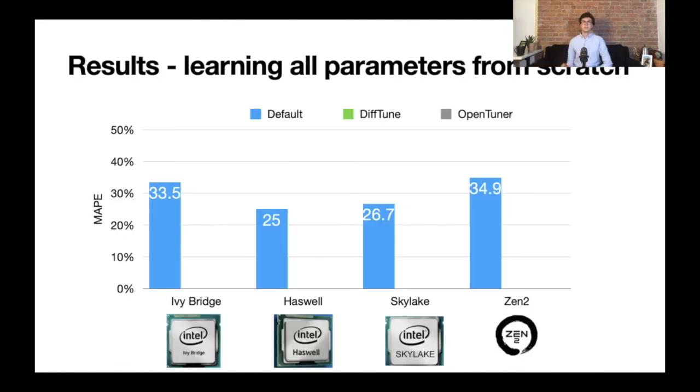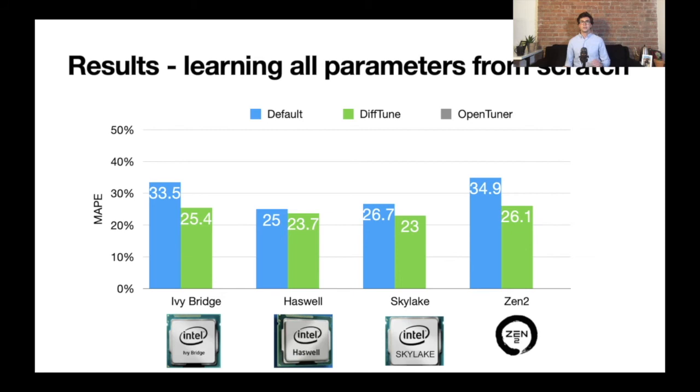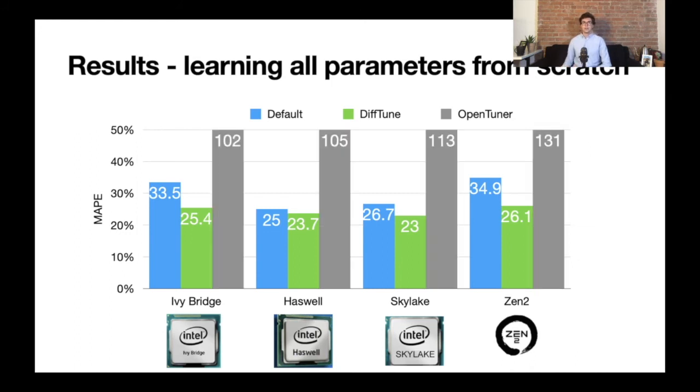So here's LLVM-MCA's default error on 4 different Intel and AMD x86 microarchitectures. It's around or slightly above 25% across the board. With the parameters that DiffTune learns entirely from scratch, so entirely independently from these default parameters, we're able to not only match but actually lower the error of LLVM-MCA. In contrast, a representative search-based technique, OpenTuner, is not able to find plausible parameters at all. So we've cut off the y-axis on this chart, but OpenTuner results in error above 100% for all microarchitectures.